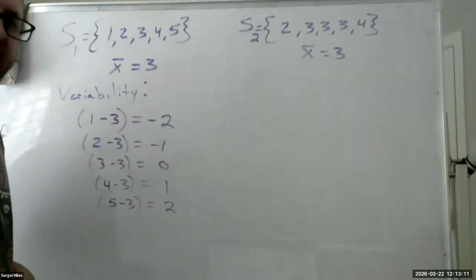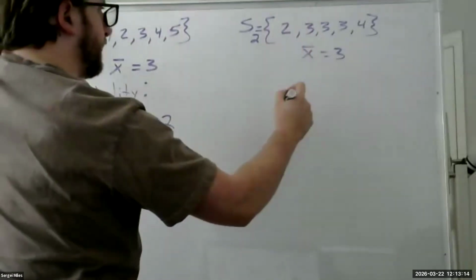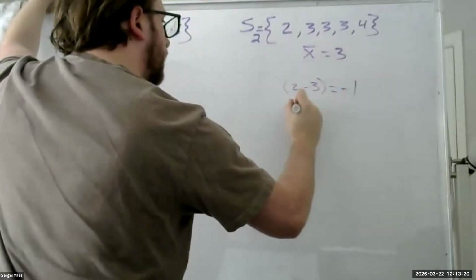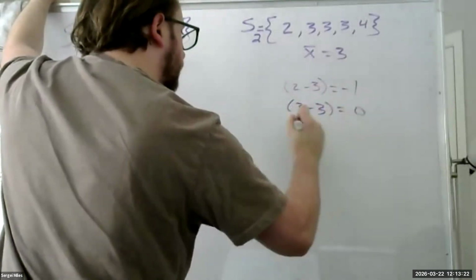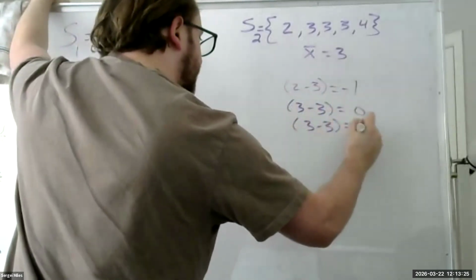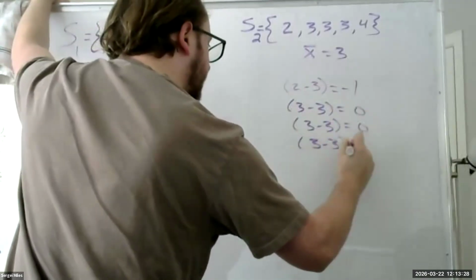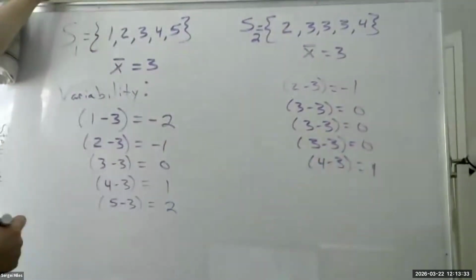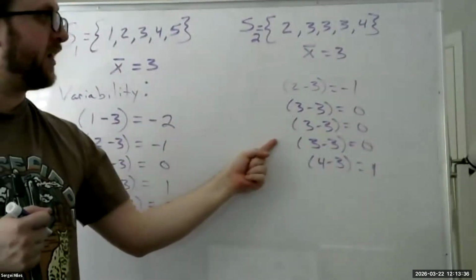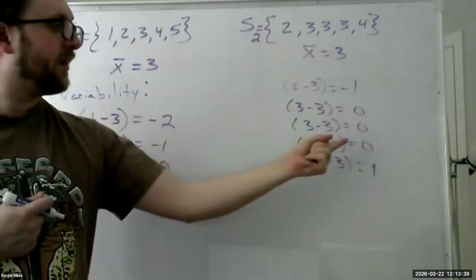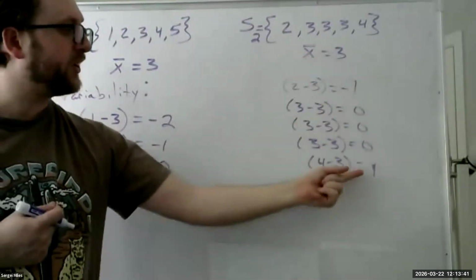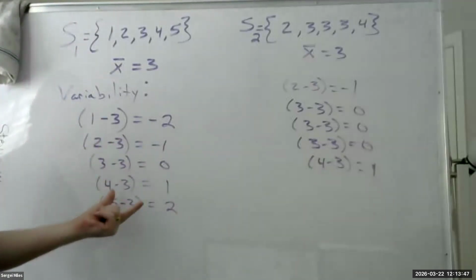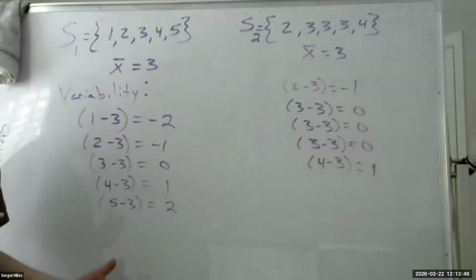Okay. But take a look at the second sample. Now when I calculate variability, 2 minus 3 is -1. 3 minus 3 is 0. 3 minus 3 is 0. 3 minus 3 is 0. And 4 minus 3 is 1. Well, now as I'm looking at how much does my data vary from the central tendency, it doesn't vary that much. I only have 2 data points which are different from the middle, versus here I have more data points which are farther away from the middle.